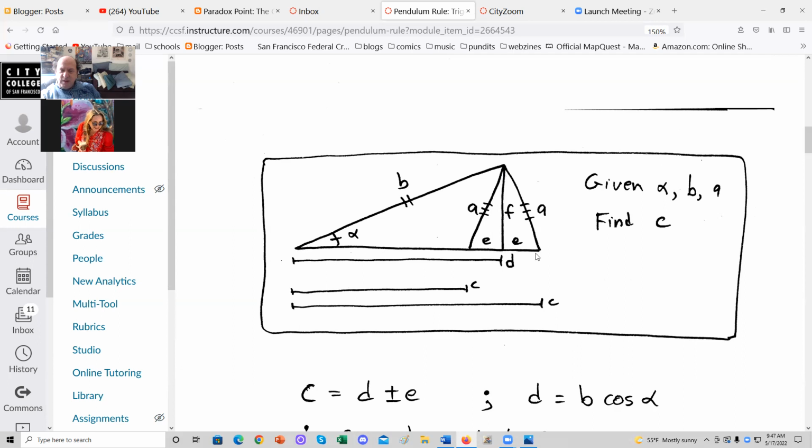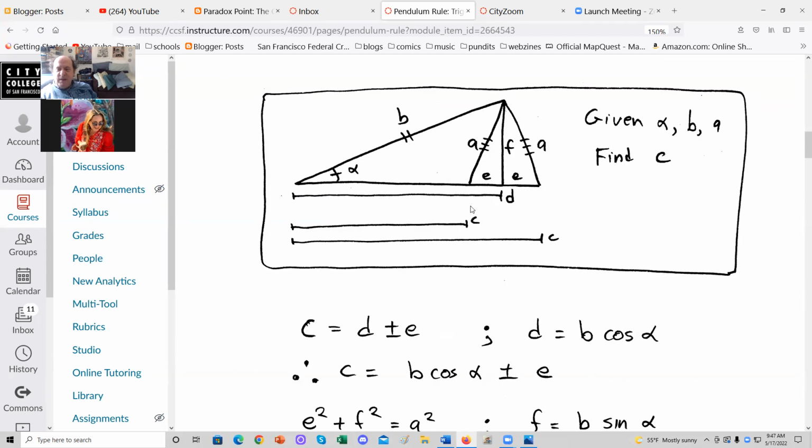Call this other distance C. So find C. Well, here's the thing. C is D, this length, plus or minus E, this length. Now D is B cosine alpha, that comes straight from right angle trigonometry. So C is B cos alpha plus or minus E.